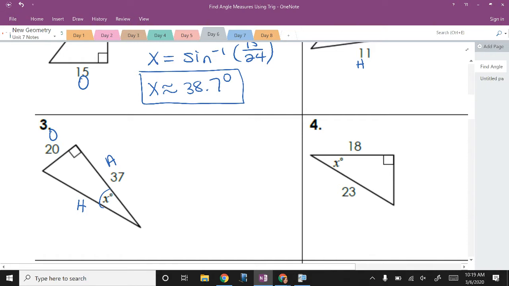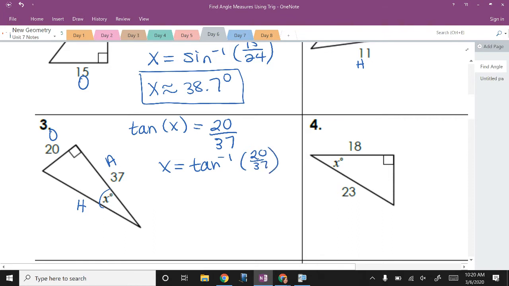All right? So we're going to say tangent of x equals opposite over adjacent. So 20 over 37. So x is going to equal what? Inverse tangent of 20 over 37.